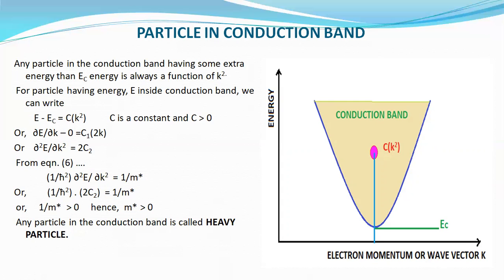So if any particle lies inside the conduction band, what will happen? As we know, the conduction band has some extra energy. That means any electron inside the conduction band has higher energy than an electron inside the valence band.